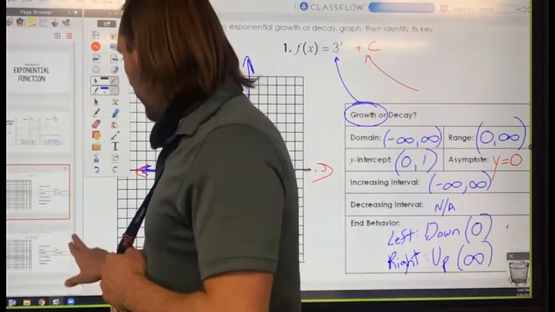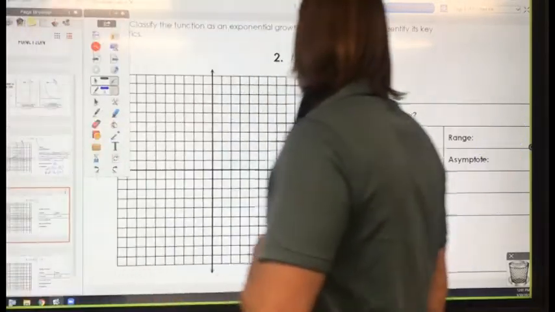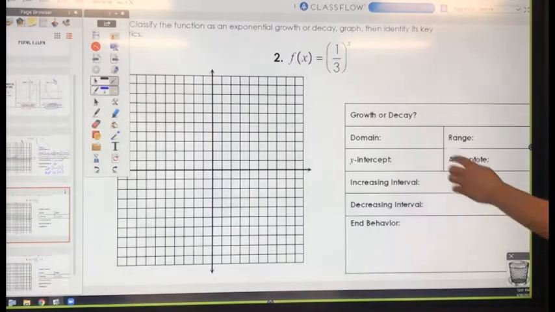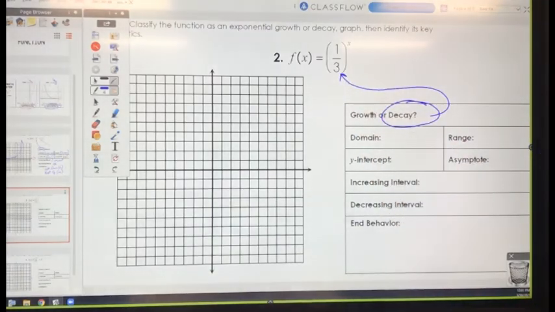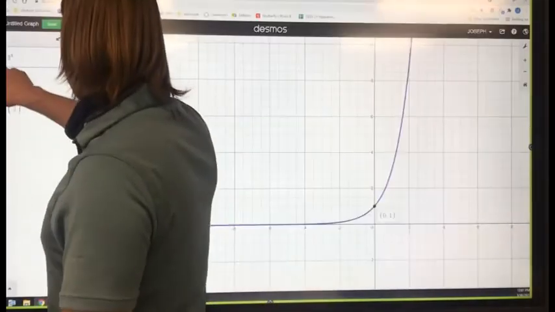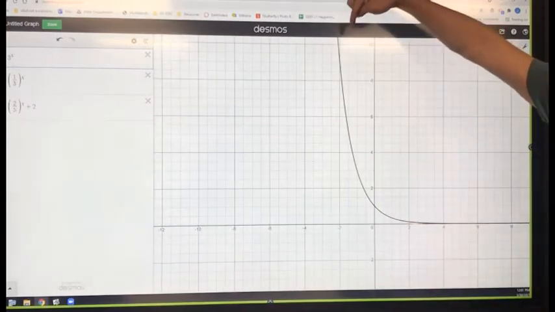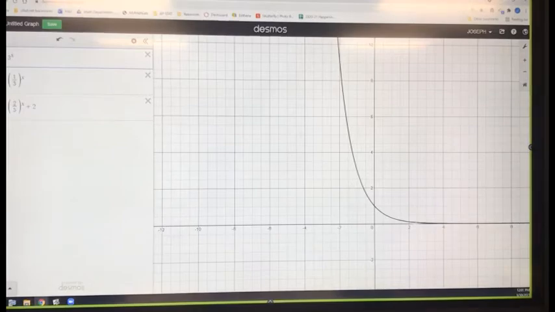So let's look at one more example before I let you try one. 1/3 to the x power. Is this a growth or a decay? Decay. What tells you that? A fraction, right? That's less than 1, so it's a decay. Let's go ahead and graph and see what 1/3 to the x looks like. It looks like this, where it is decreasing very fast and then it gets to a point and just slows down significantly.